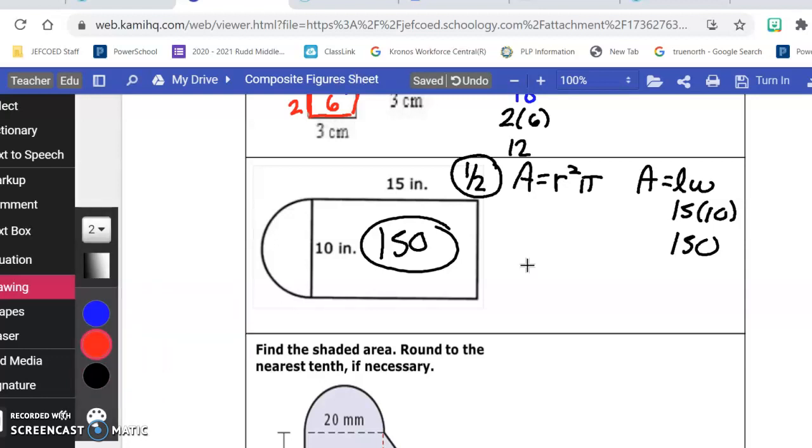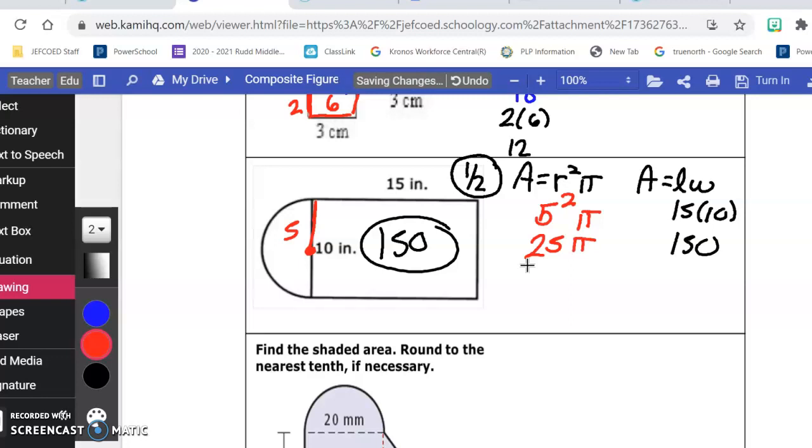So right here, the radius, remember radius is from the middle to one of these sides. So we have a diameter. Let's half that diameter. So half of 10 is 5. So there's our radius. 5 squared times pi. 5 times 5 is 25. We have here 25 pi.